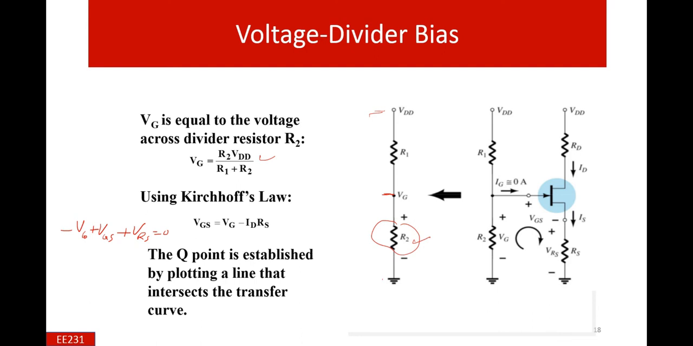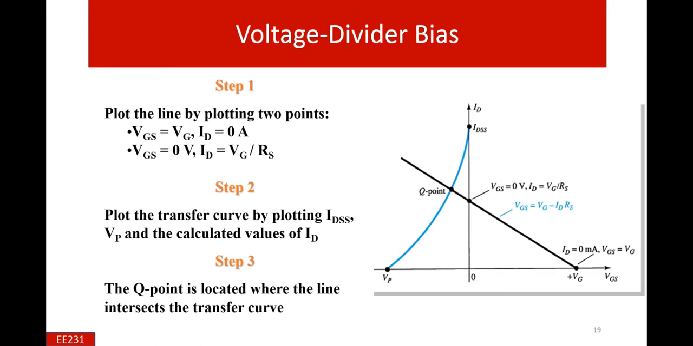So VGS is equal to VG minus VRS, which is equal to ID times the resistance. And there is a Q point related to these parameters. If we fix these parameters, then there is some Q point. And how to solve this in a graphical way, which is a simple situation.